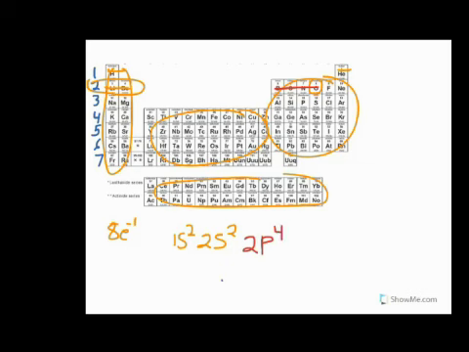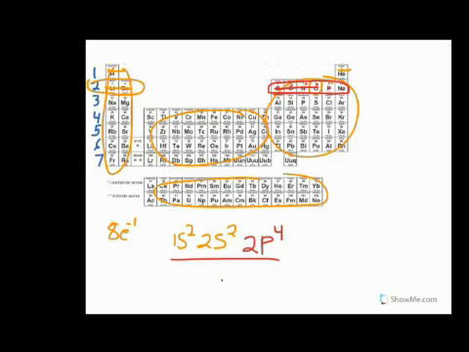Notice how many orbitals are in the p orbitals. We always have 3. Hence, I can put 1, 2, 3, 4, 5, 6 electrons in there. In this case, I only put 4. So this is oxygen. This is the electron configuration.